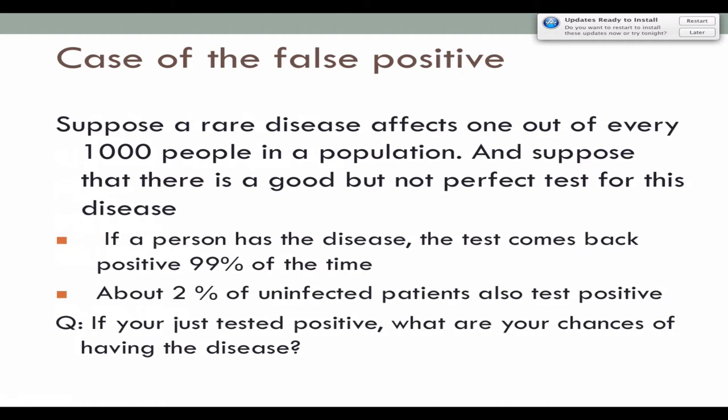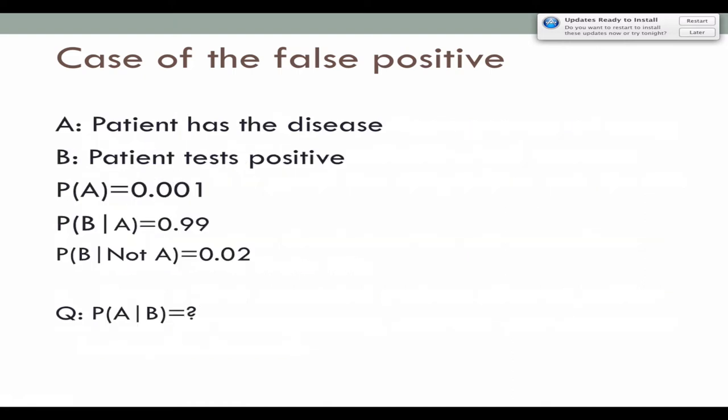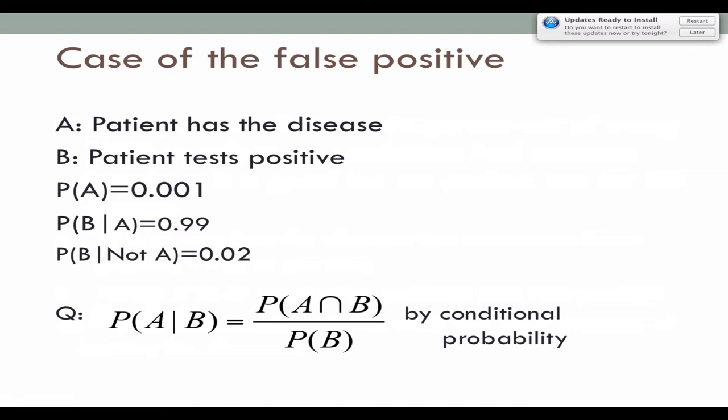If you are tested positive, that means B happened, what's the probability of you having the disease? Given B happens, your chance of having the disease, that's A, right? So we want to figure out the probability of A given B. Using the rules we have already learned, this conditional probability equals the probability of A intercept B divided by the probability of B.